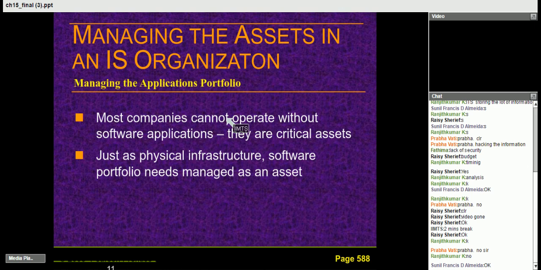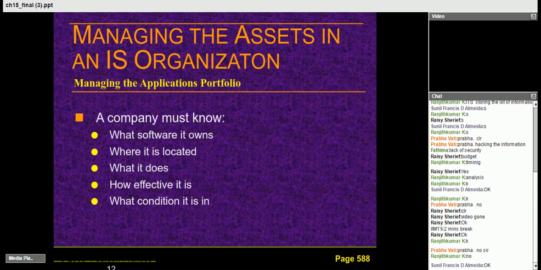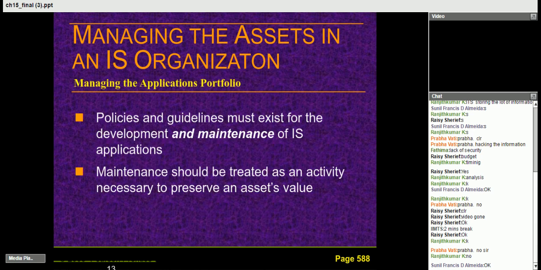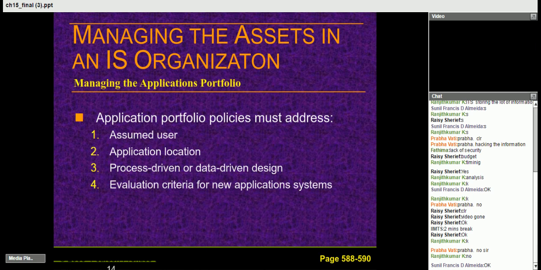Most companies cannot operate without software applications. They are critical assets. Just as physical infrastructure, software portfolio needs to be managed as an asset. Then a company must know what software it owns, where it is located, what it does, how effective it is, what condition it is in. Then policies and guidelines must exist for the development and maintenance of IS applications. Then maintenance should be treated as an activity necessary to preserve an asset's value.